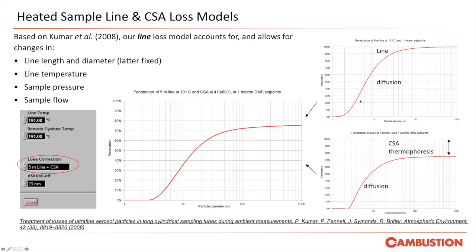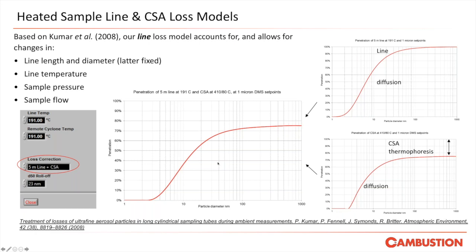In the CSA itself, you've also got diffusive losses. We've also got thermophoretic losses, which are caused by the sudden change in temperature, which is largely not a function of particle size and applies even at the large end. Those two models multiply together to give you the total losses in the system. You can now select in software whether you have a sample line of a certain length or a CSA fitted and automatically correct for those losses.